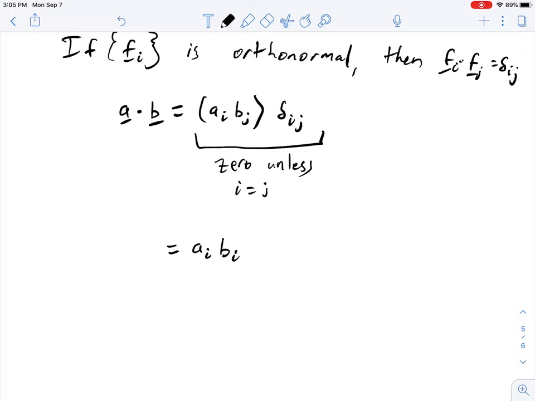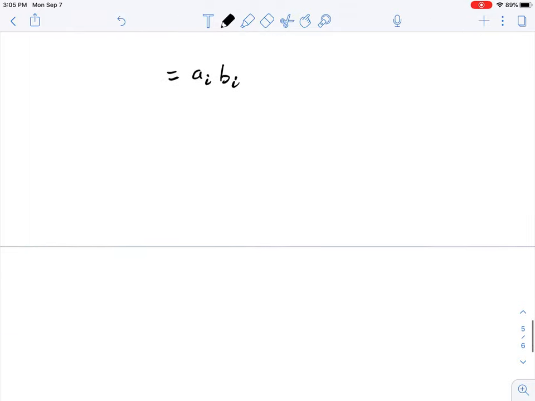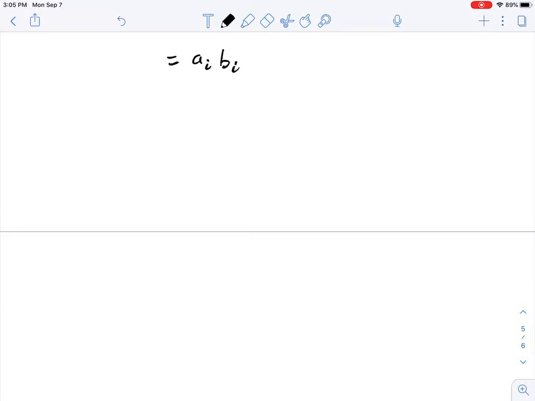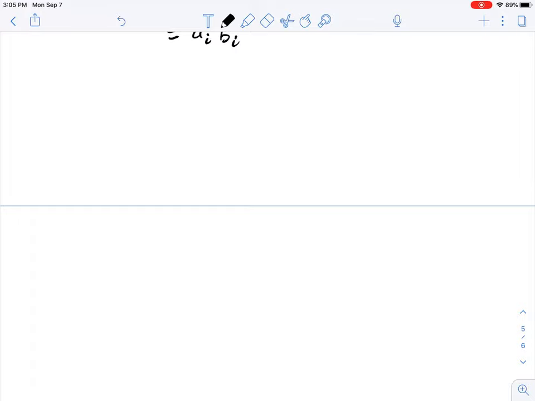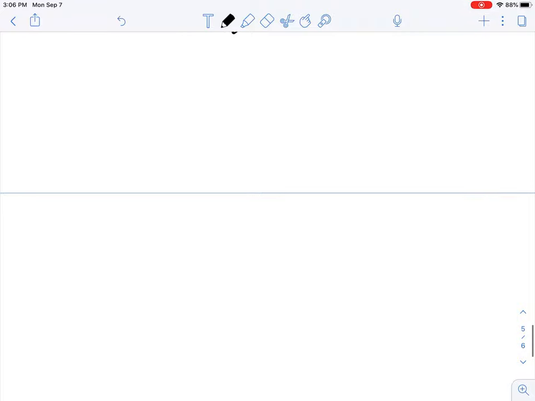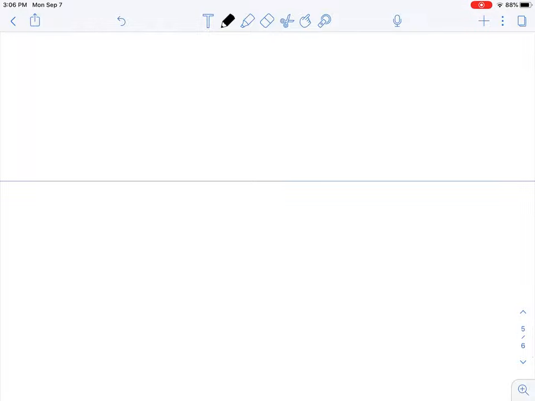You need to have the inner product of the basis vectors as well. So you just have a^i, b^j, f_i dot f_j, and that would be as far as you can go. Now, an orthonormal basis is a special thing, but given an inner product space, we can always construct one. So while they're special, they're kind of easy to come by in a sense.